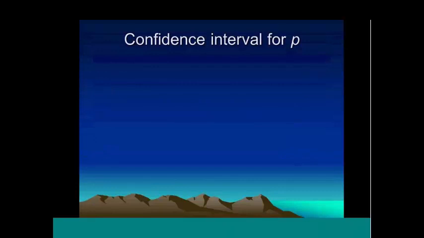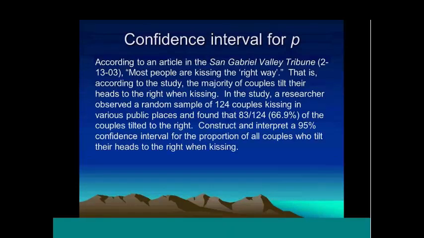So let's look at getting a confidence interval for a proportion. Here's an actual example from the annotated teacher's edition that goes with TPS 4E, a humorous one. According to an article in the San Gabriel Valley Tribune, most people are kissing the right way. According to this study, the majority of couples tilt their heads to the right when they're kissing. Bet you didn't know that. In the study, a researcher observed a random sample of 124 couples kissing, what a great study, in various public places, and found that 83 out of the 124 tilted to the right.